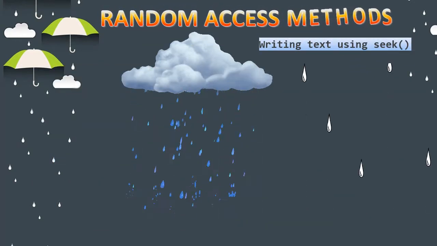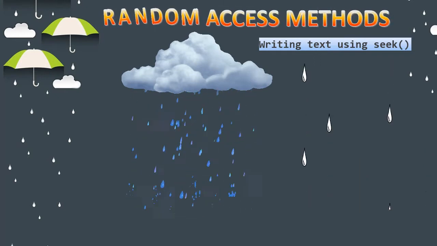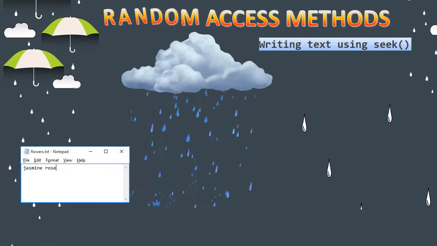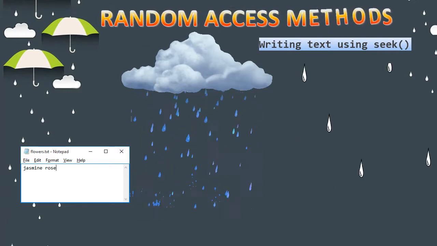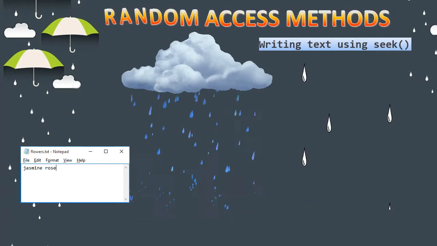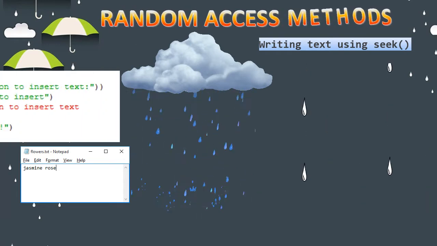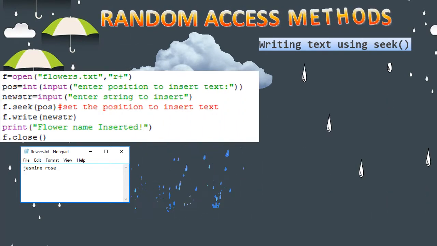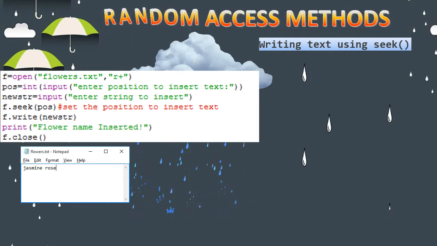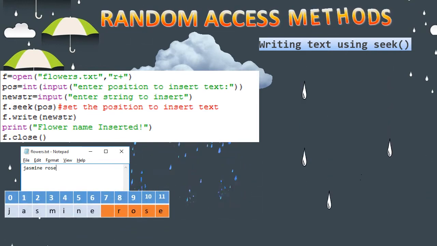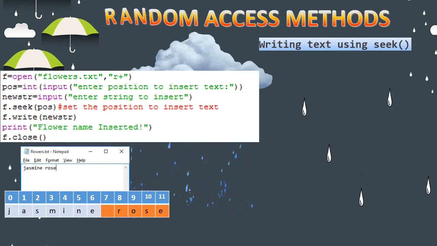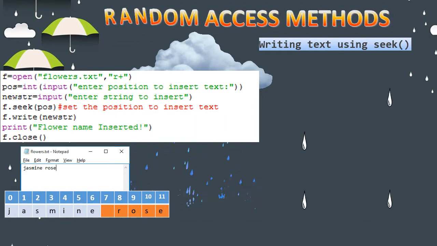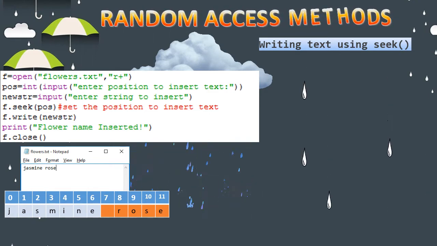And next, we are going to see how to write text in a file using the seek function. So consider the product.txt file contains Jasmine space roses. So open that file in read and write mode, and it will be stored like this: Jasmine space roses. J position is 0 and E position is 11, and 12 is the last position.